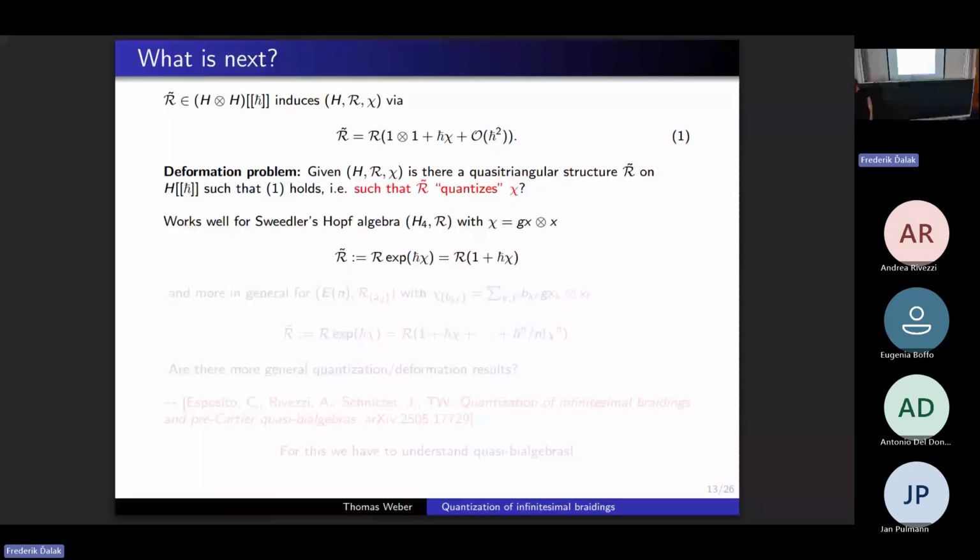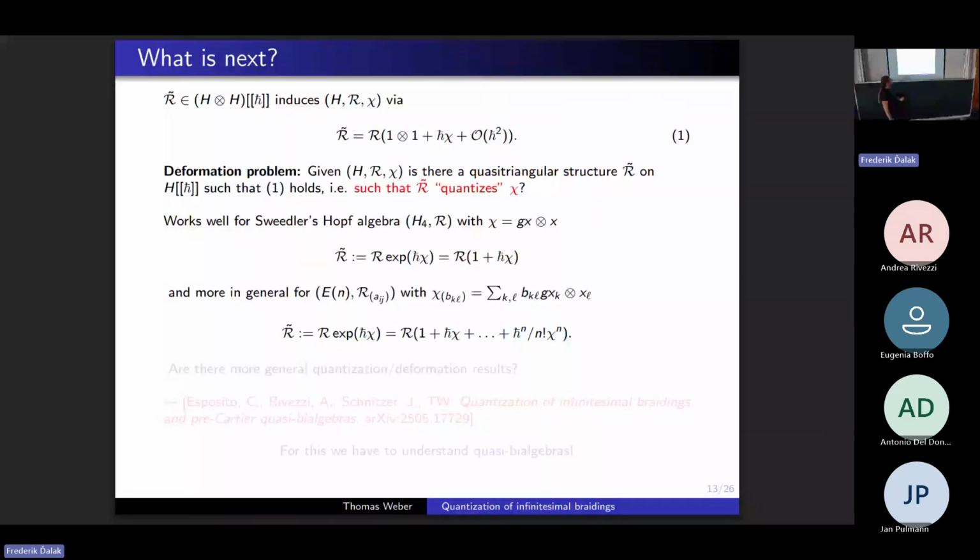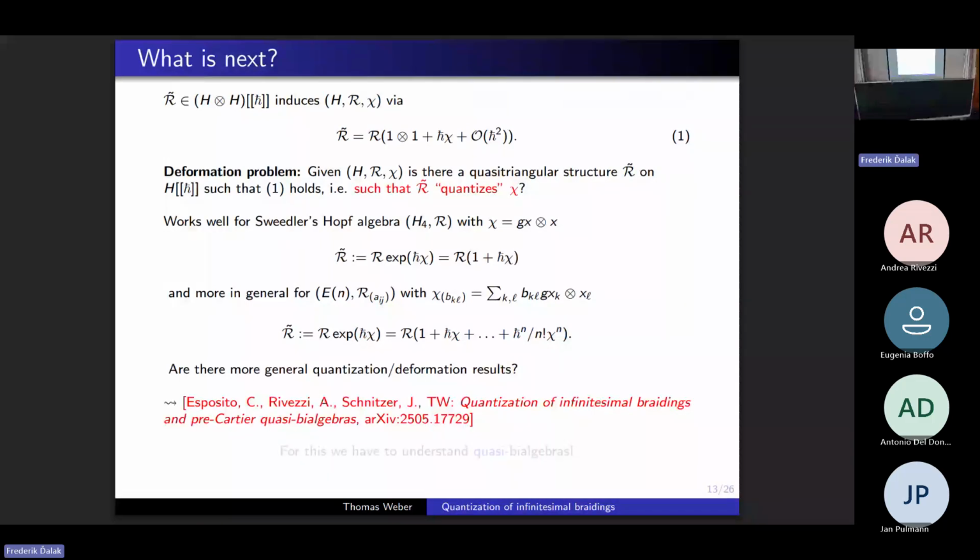So this works well. More generally, if you go for any E_n algebra, you plug in a chi that we found. This will give you n terms, and you can also verify by hand that this is an R matrix. So it's a naive formula that we found works, and we don't need any fancy stuff here. This on the nose gives us a quantization of chi. But okay, these are just examples. Can we say something in general? And yes, we can. This is now part of this second paper that I'm going to talk about.